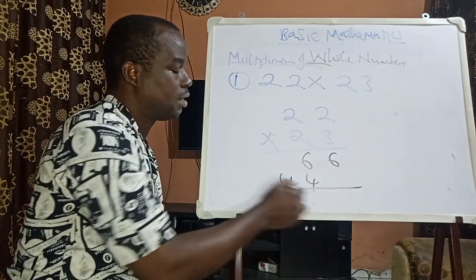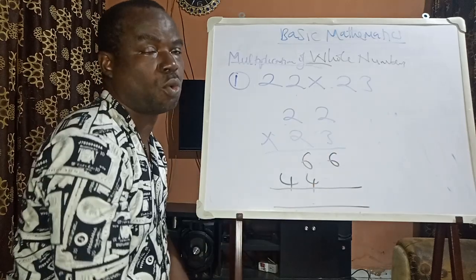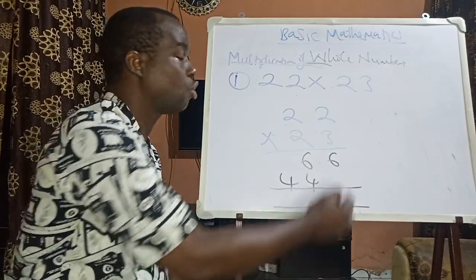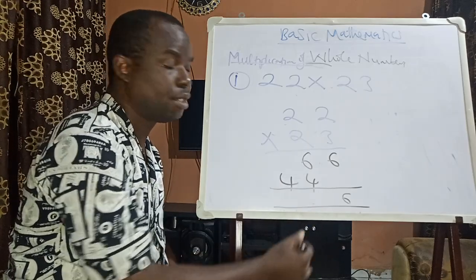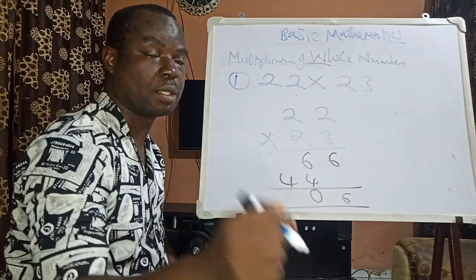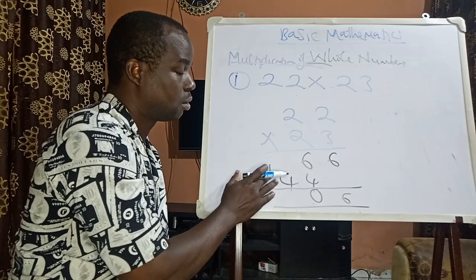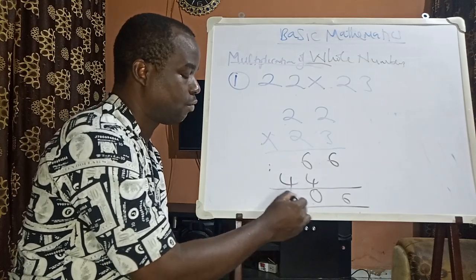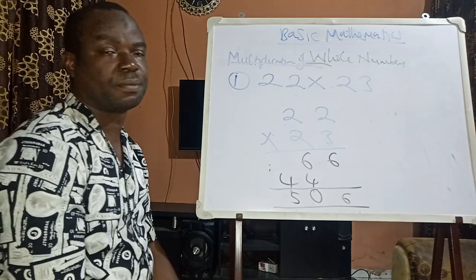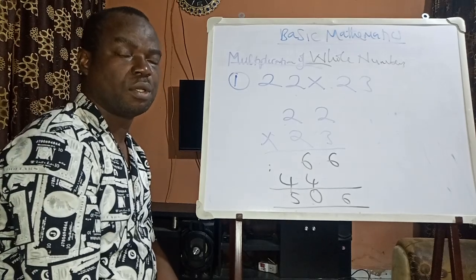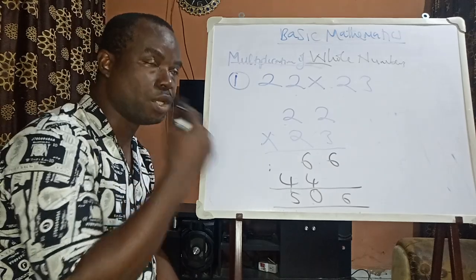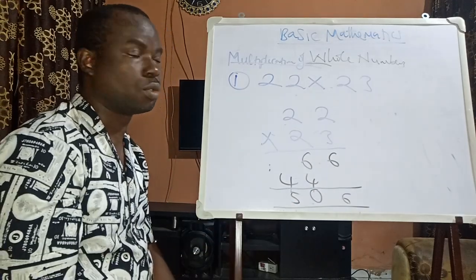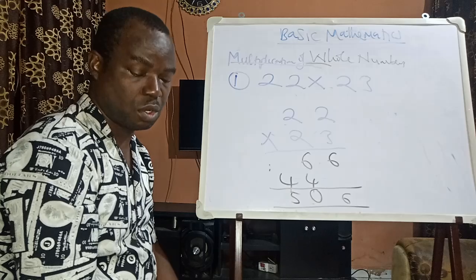Then you draw a line and add up your work. So, you're going to bring down 6. 6 plus 4 is 10. 10 means 0, carry what? 1. Put the 1 here. And 1 plus 4 will now give you 5. It's a very simple thing. Okay? Now, we are just doing a review of these things so that when we get into the division, you will cope very well. All right?